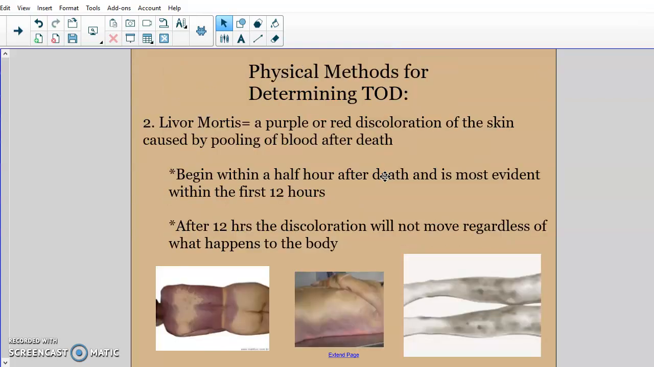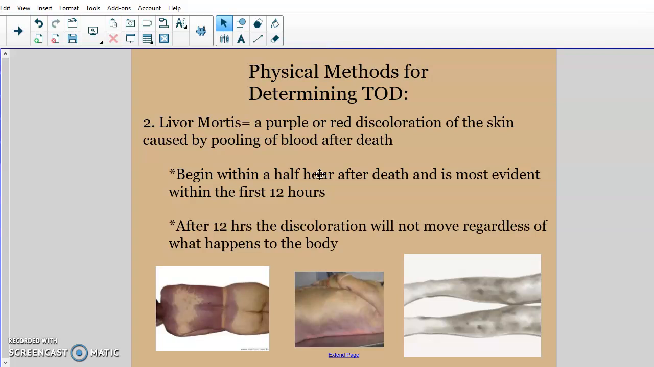The second physical method that they use is what's called rigor mortis. So this will be your second tab. Rigor mortis is the purple or red discoloration of the skin caused by the pooling of blood after death. So as soon as you die, obviously your heart stops beating and no longer is circulating all that blood in your body, and it kind of has to settle somewhere. So however you're positioned, sitting or lying or whatever it is, the blood kind of goes down, right? Gravity takes effect and the blood just pools down at the bottom. So this starts within a half hour after death. So within a half hour after death, the blood starts pooling in whatever location it goes to and is most evident within the first 12 hours. So it's most noticeable then.